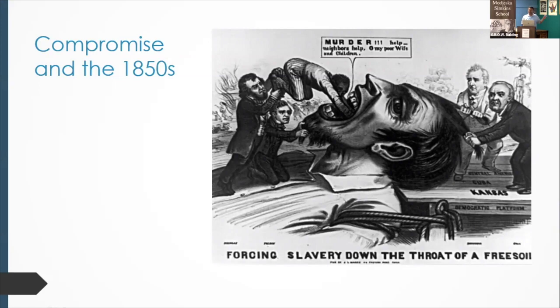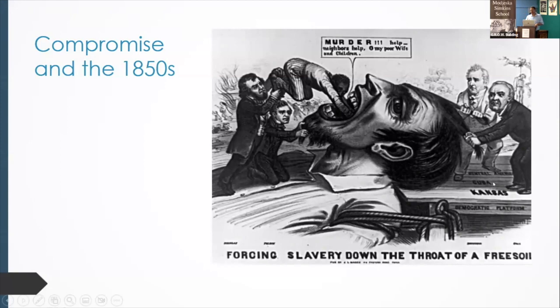And again, this cartoon shows what the politics of the day thought about slavery in the North. You see here, this man is being held down by Southern politicians. It says, "Murder, help, neighbors, help. Oh, my poor wife and children." You see an enslaved person being literally shoved down his throat. And it says, "Forcing slavery down the throat of a free soil." However, the most important part of this cartoon might not be that. It might be this in the shadows over here.